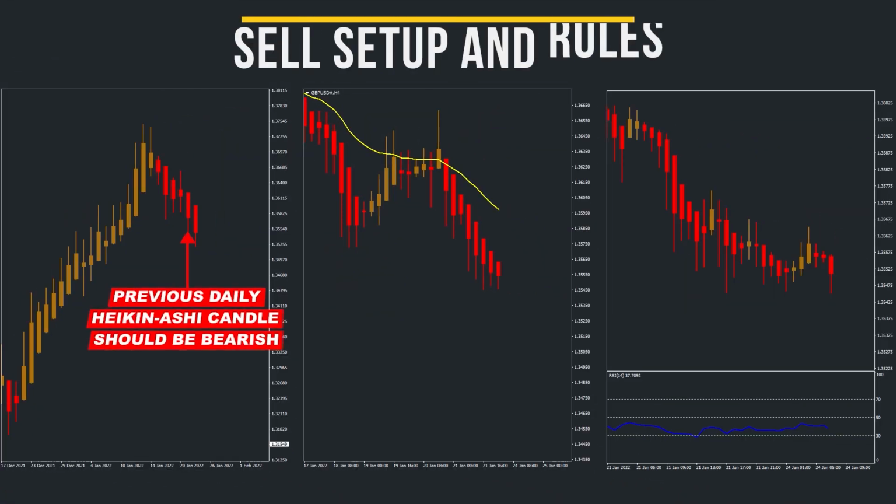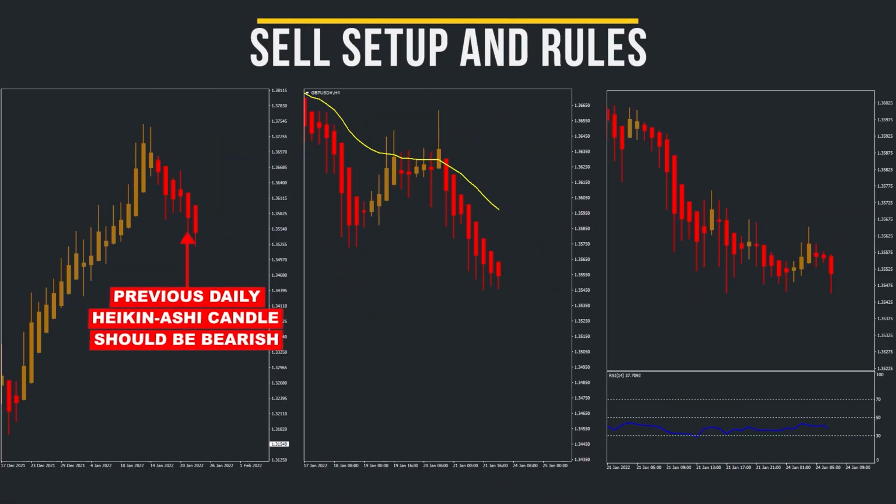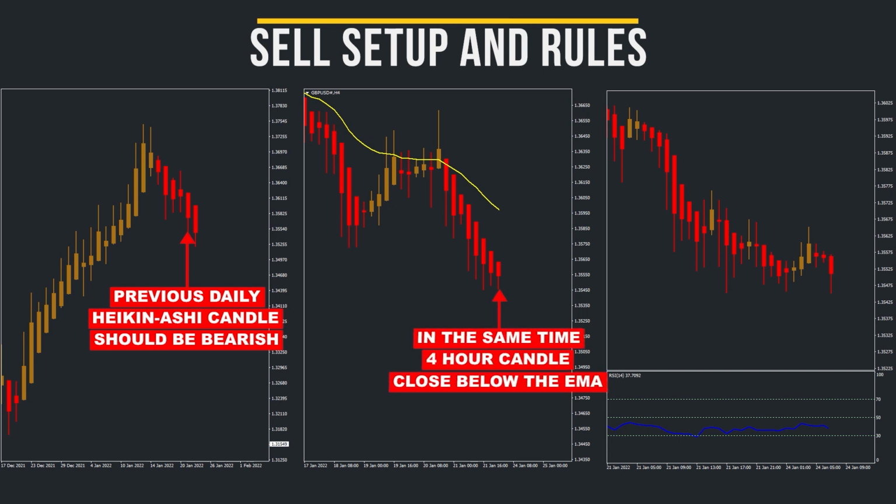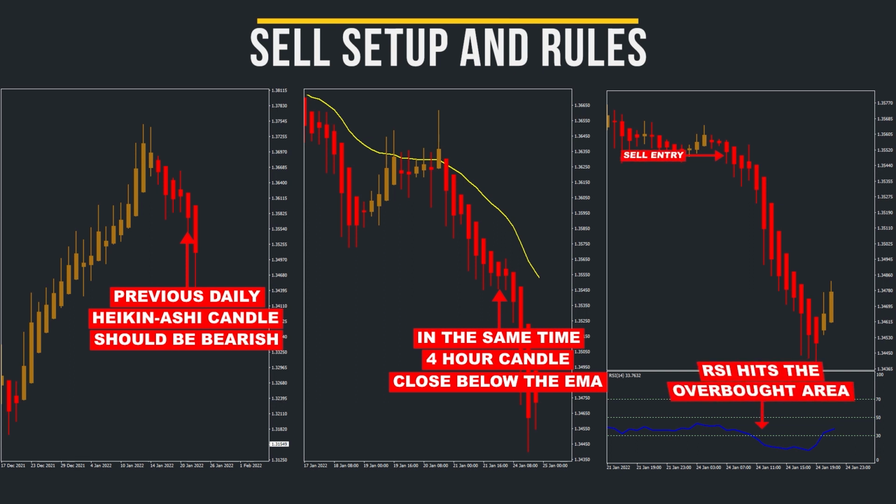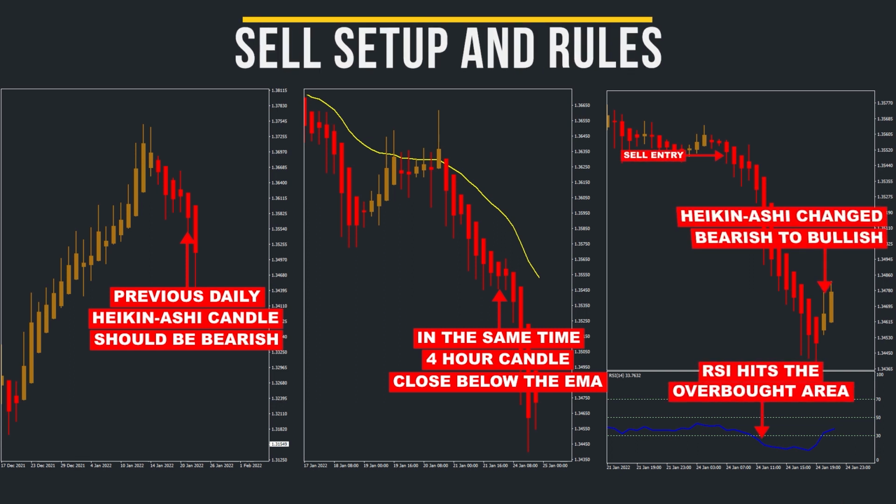For a sell order, the previous daily Heikin Ashi candle should be bearish. At the same time, the 4-hour candle should be below or crossing down the 14-period EMA. Now you can find a short position in the 1-hour time frame. RSI indicator is crossing below and the Heikin Ashi candle is changing from bullish to bearish. Exit when the RSI hits the oversold area or the Heikin Ashi candle changes from bearish to bullish.